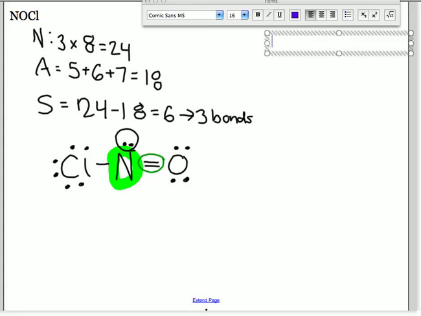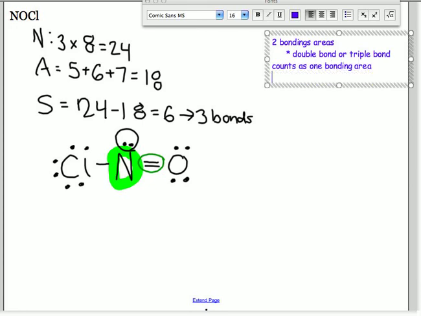And what we need to do is count. Now, one thing you have to be careful of: this double bond still only counts as one bonding area because it's in the same region. So this is a bonding area, and this is a bonding area. So we have 2 bonding areas, and I'm going to put a little asterisk: a double bond or triple bond counts as one bonding area. And this time on our central atom we do have a lone pair, so that's what we need to write down. And we have 1 non-bonding area.